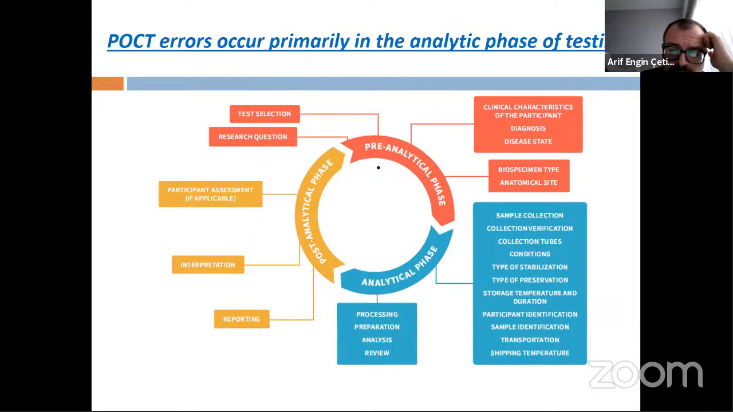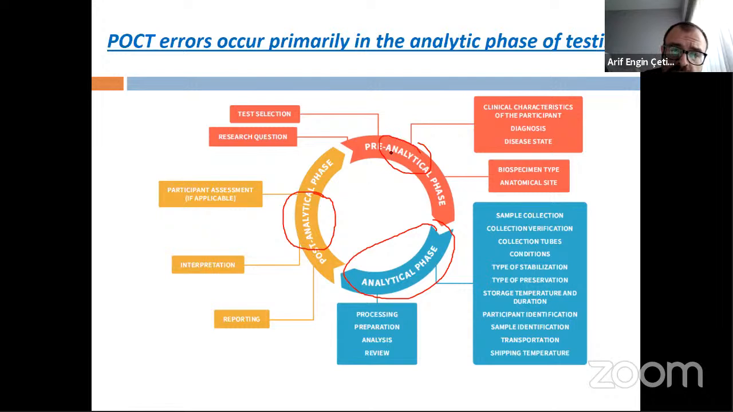So in the classical ways, most of the error happens in pre-analytical or post-analytical cases. There are certain problems when you do the test selection, or you use the wrong test because you interpret the symptoms wrong or things like that, or you misinterpret the test results. This is for the classical case, but for the POCT, usually the analytical phase where you collect the sample and perform the test, this is more problematic.